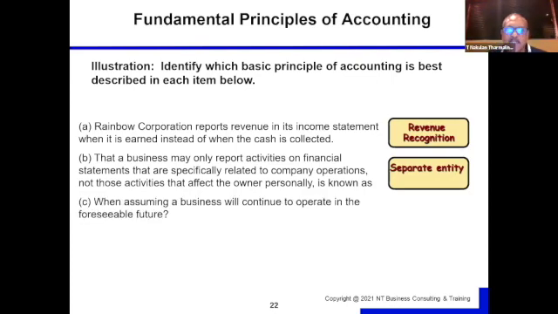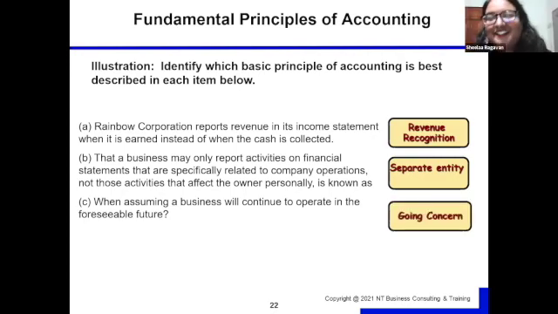When assuming a business will continue to operate in the foreseeable future, what concept is it? We are not going to liquidate ourselves. We are going to be there operating in the foreseeable future, guys. Going concern. Rajeshri says going concern. Oh, that's right, going concern. Done. Right. So these are all some of the key concepts of accounting.